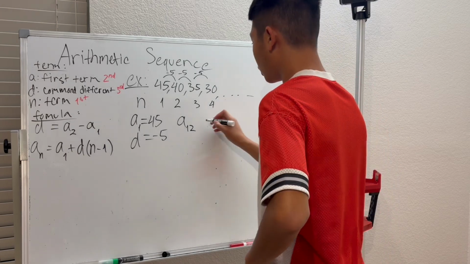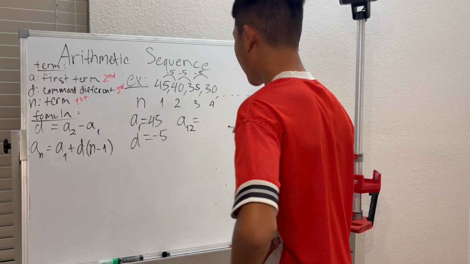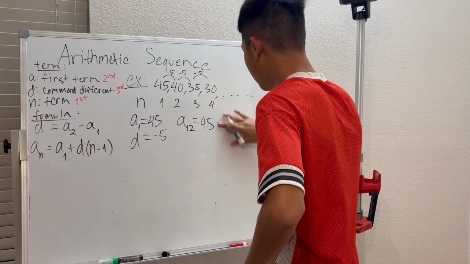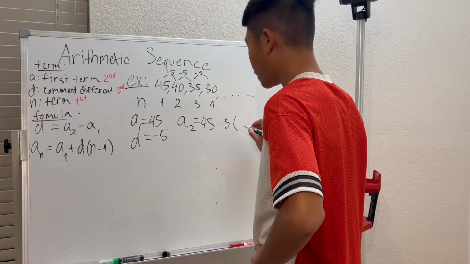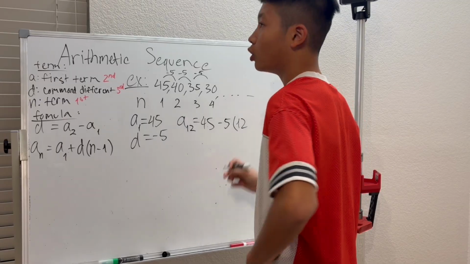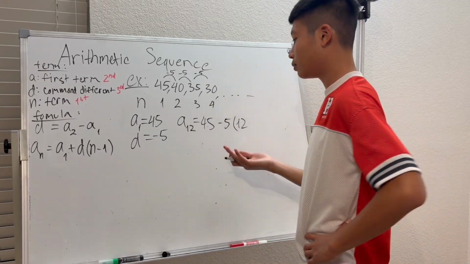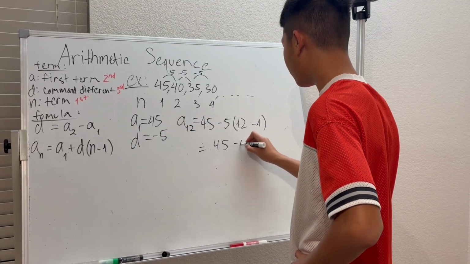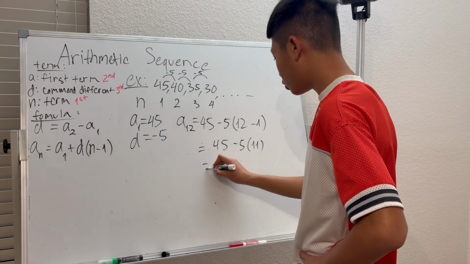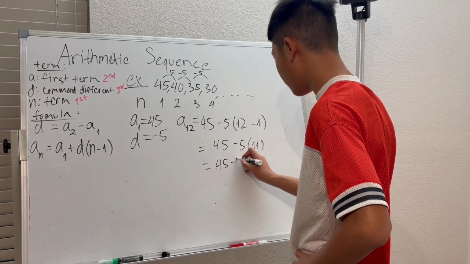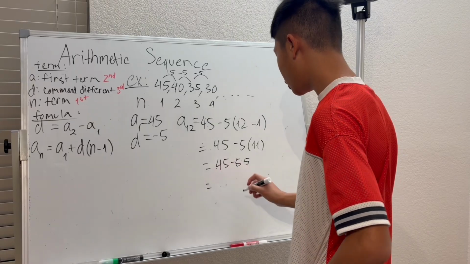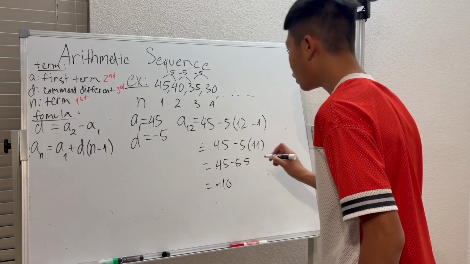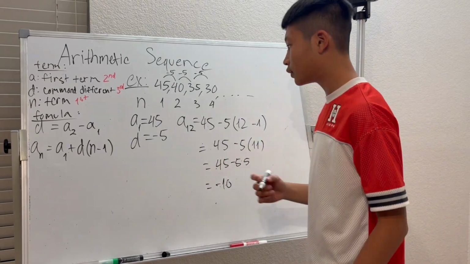We have to plug in the formula: a sub n equals a sub 1, which is 45, plus d, the common difference. Technically it's a minus, times n minus 1, for the 12th term. This is equal to 45 minus 5 times 11, so 45 minus 55, which gives you -10. So the 12th term is -10.